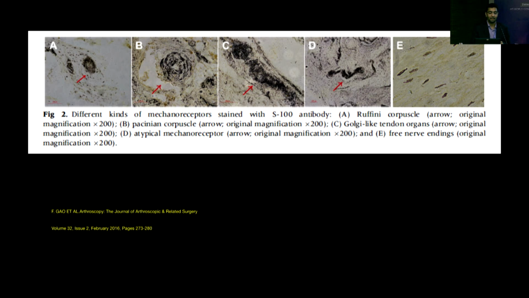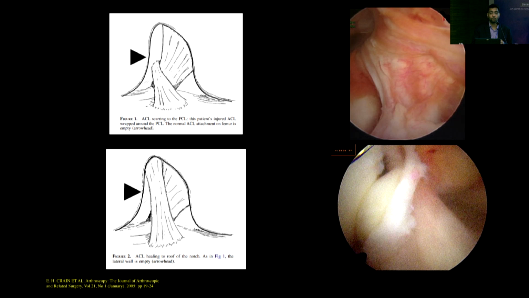Gao et al. have had a presentation on there being Golgi-like tendon apparatus and nerve endings present on an ACL stump. So there are chances of proprioception being possible in an ACL stump. That made me wonder what are the different types of stumps that are available. So Crane et al. have described that. They had 4 groups which are present after an ACL injury.